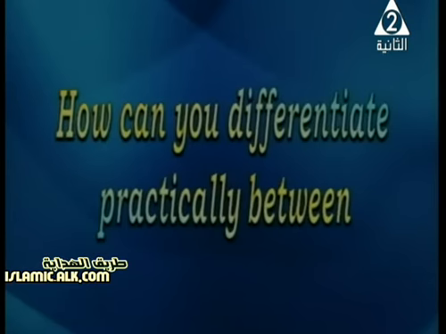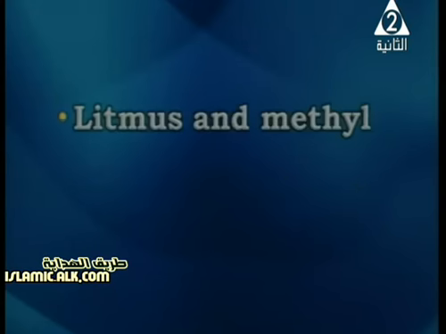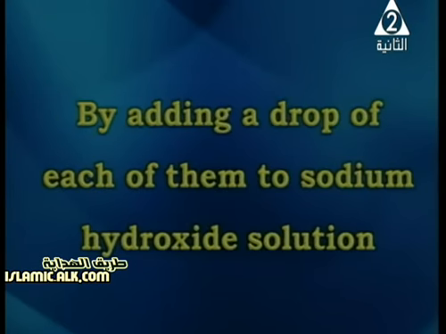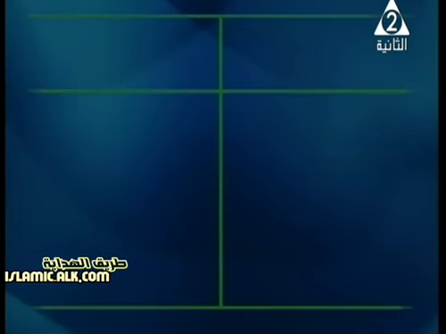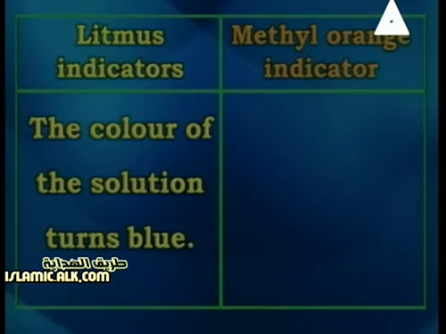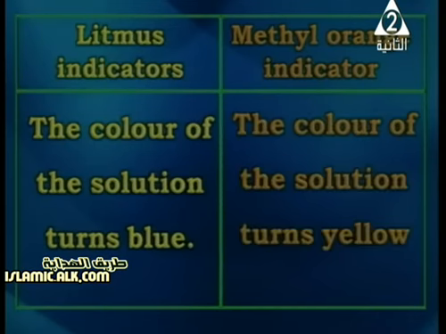Next type of question, my dear student. How can you differentiate practically between litmus and methyl orange indicators? By adding a drop of each of them to sodium hydroxide solution, where in the litmus the color of solution turns blue, in the methyl orange the solution color turns yellow.